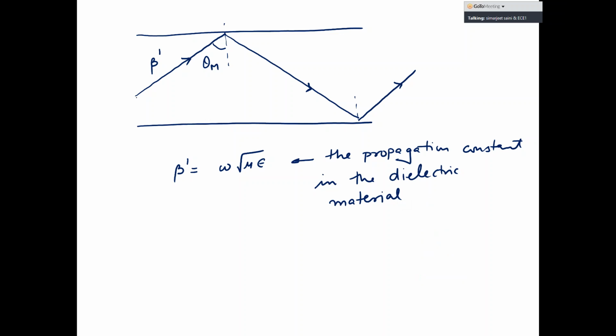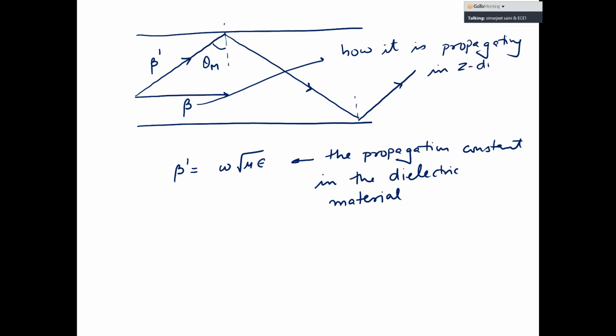We can break this part into two parts. We have a propagation constant beta in the z direction, which is what we calculated for the mode. So this is how it is propagating in the z direction. This is what we calculated with wave analysis.